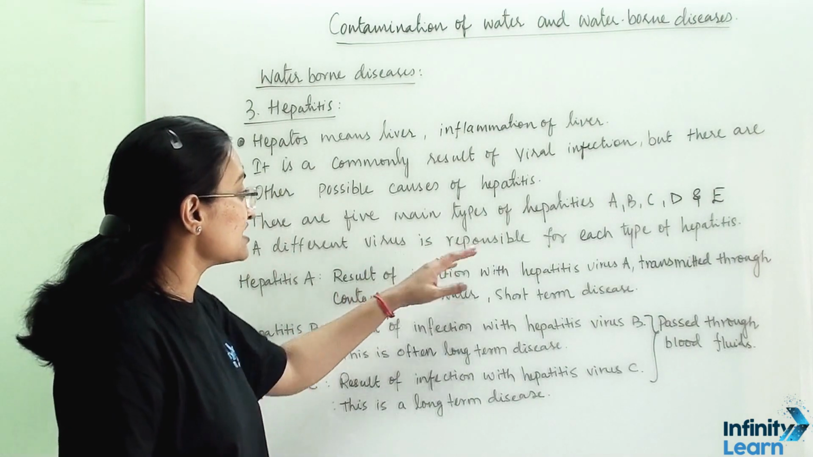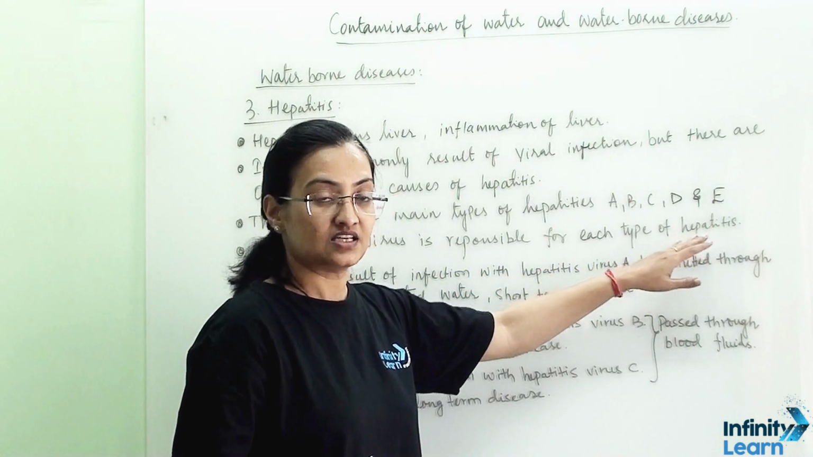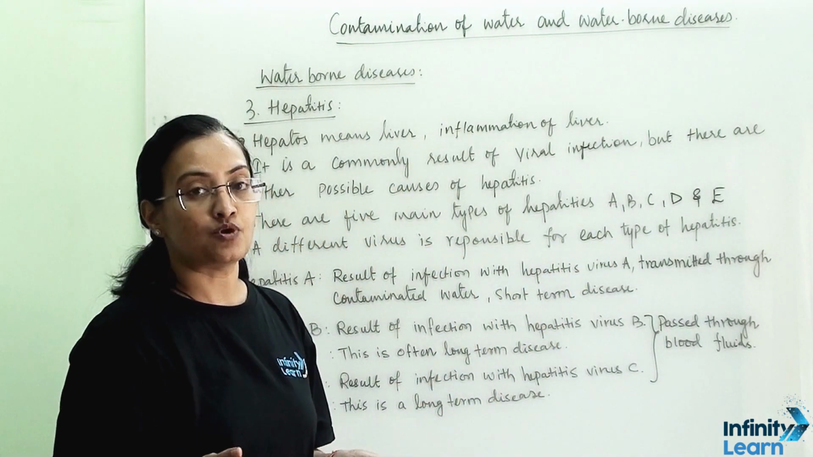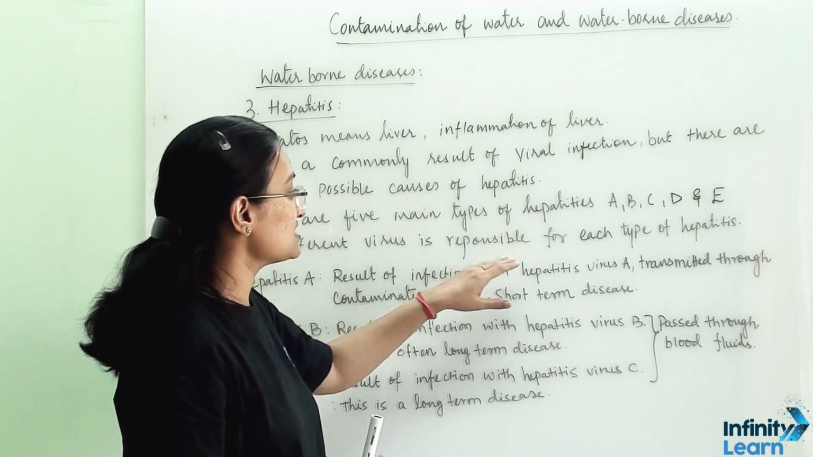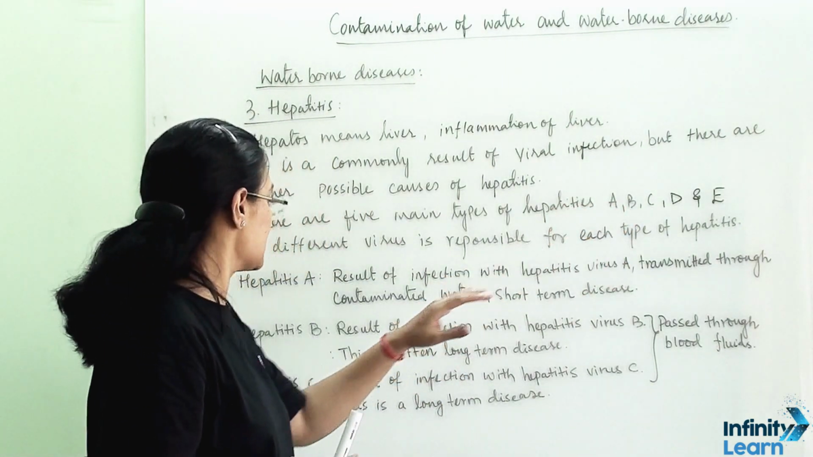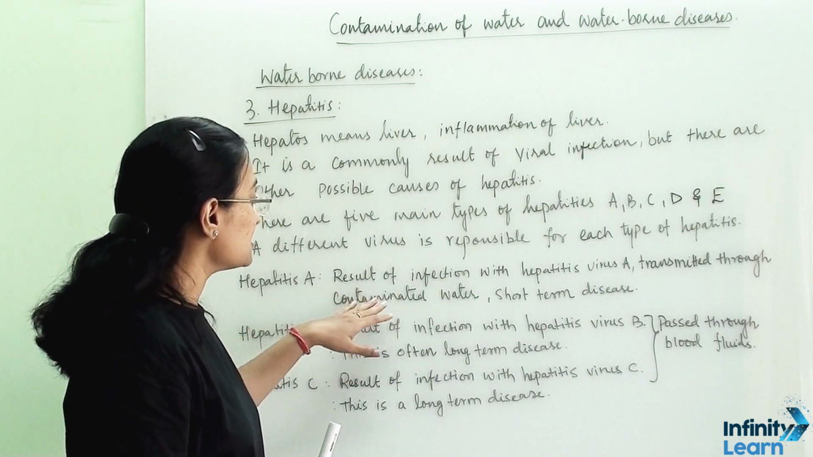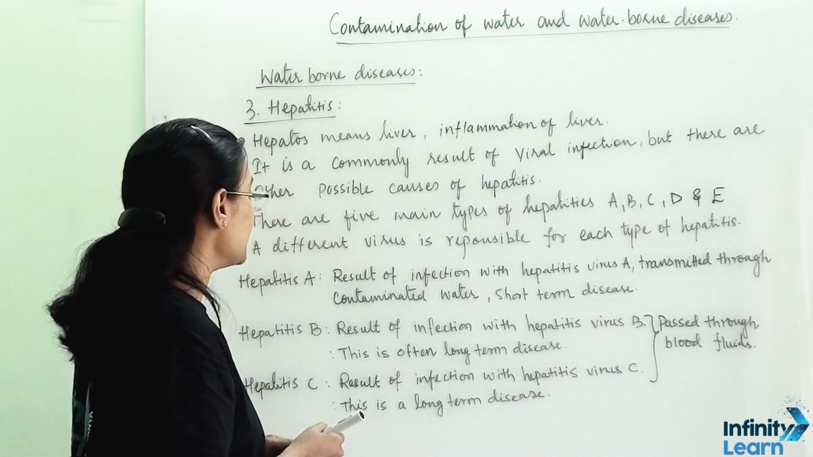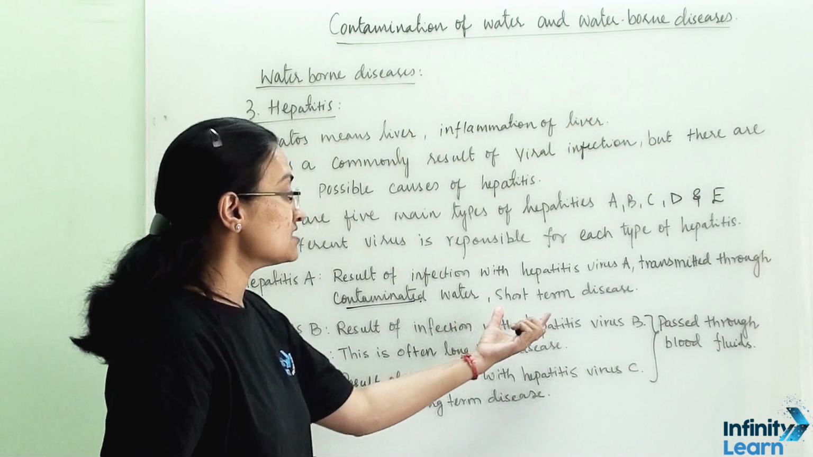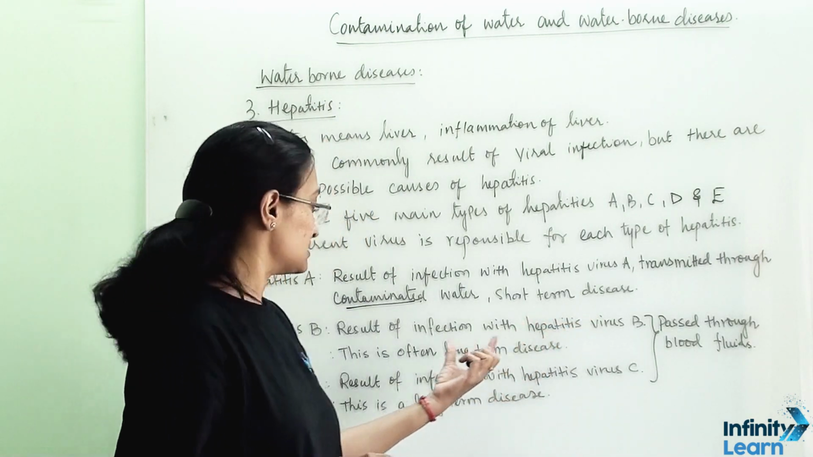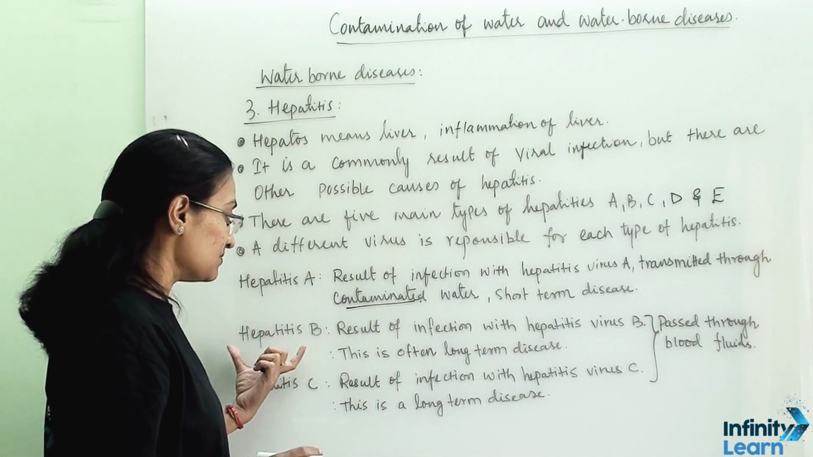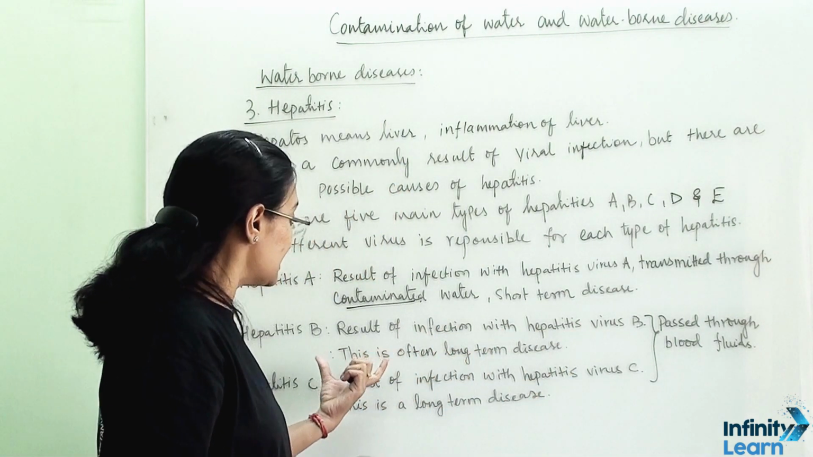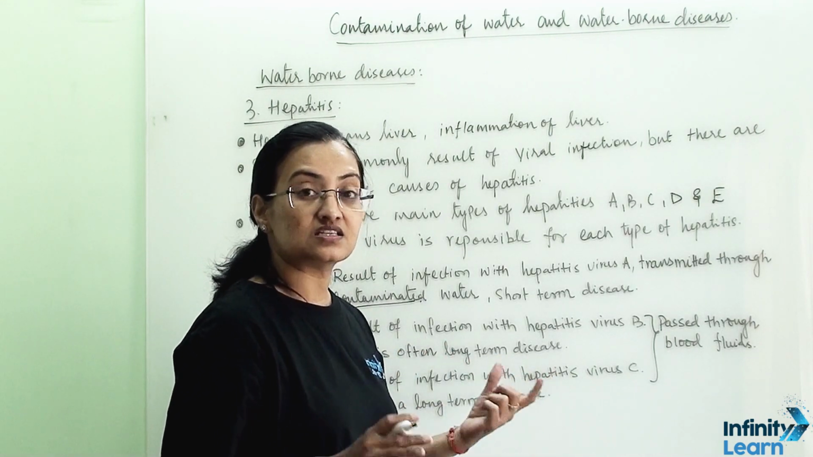A different virus is responsible for each type of hepatitis. For example, for hepatitis A, hepatitis virus A is responsible. Now hepatitis A is the result of infection with hepatitis virus A, and it is transmitted through contaminated water. It is a short-term disease and it is curable. Then comes hepatitis B. It is a result of infection with hepatitis virus B, and it is often a long-term disease and hard to cure.